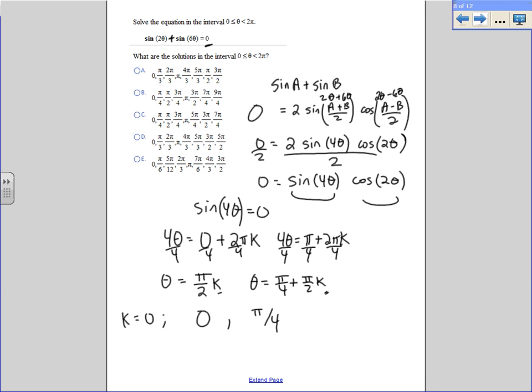Okay, now let's see what happens when k is equal to 1. So if k is 1 there, then that will give me the solution of pi over 2. Now, if k is 1 here, that will give me pi over 4 plus pi over 2. So let me do that math real quick. Pi over 4 plus pi over 2. So we'll think of pi over 2 as being 2 pi over 4. And so that would be 3 pi over 4.